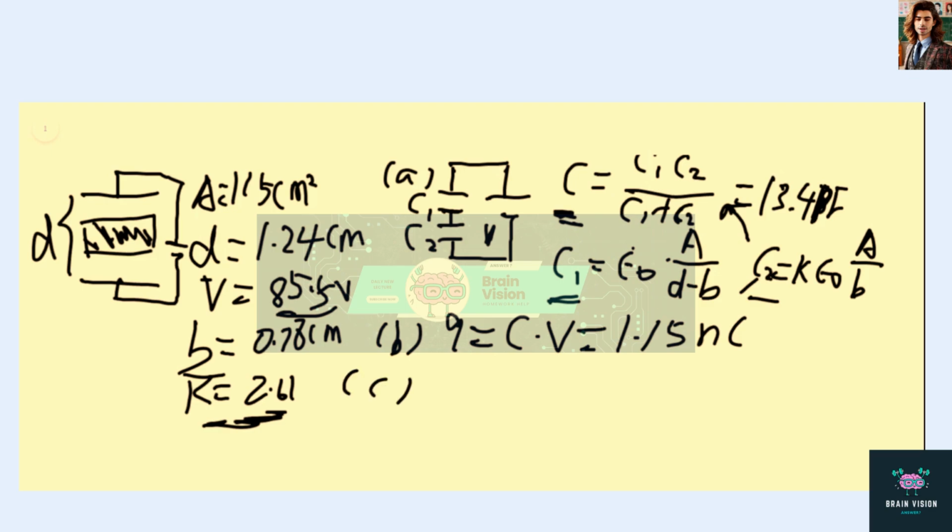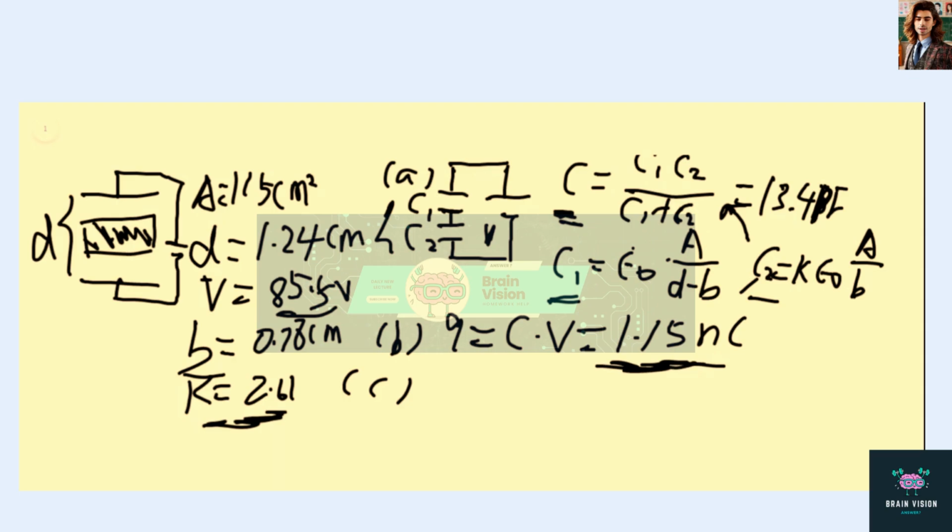And for part C, we want to find out the electric field in the air part, in C1 actually. Because C1 and C2 are connected in series, they have the same charge on them. So the charge is just equal to 1.15 nanocoulombs as we found previously.